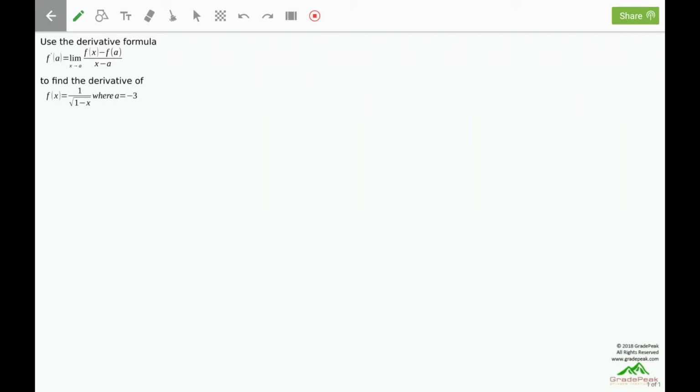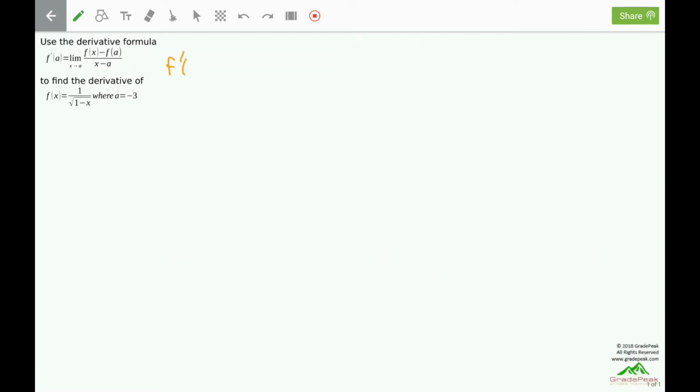Use the derivative formula f prime of a equals the limit as x goes to a of f of x minus f of a divided by x minus a, to find the derivative of f of x equals 1 over the square root of 1 minus x, where a equals negative 3. The first thing to do is to write the derivative formula with an a value of negative 3.